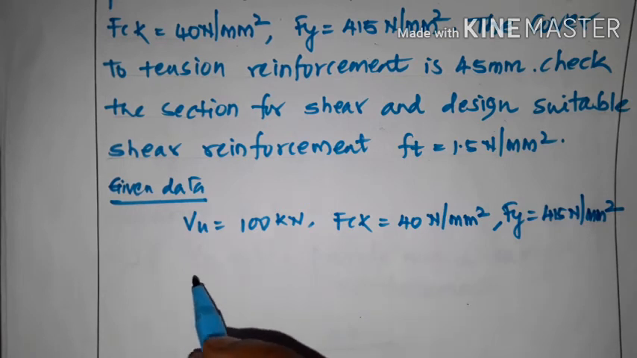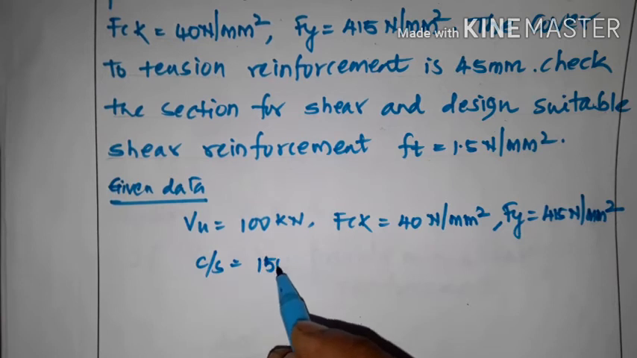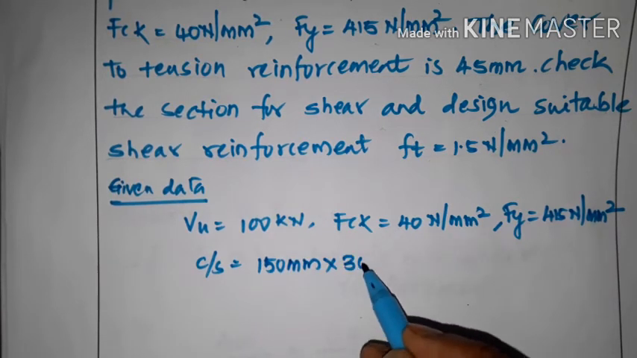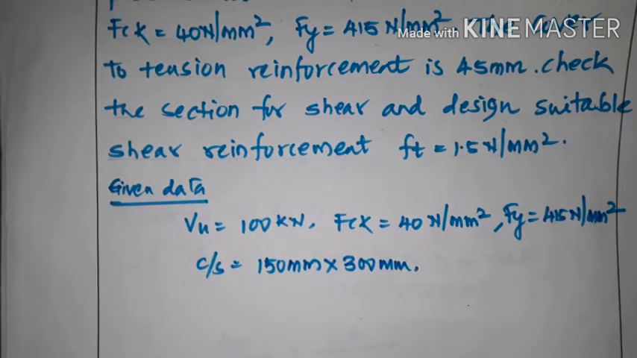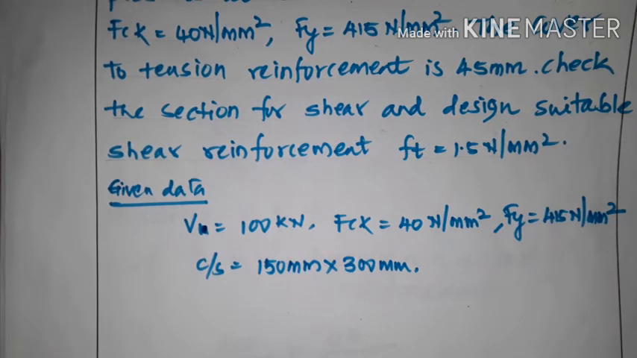Then the cross section is 150 mm by 300 mm. Understood? Sorry, this is only V. V is 100 kilonewton.